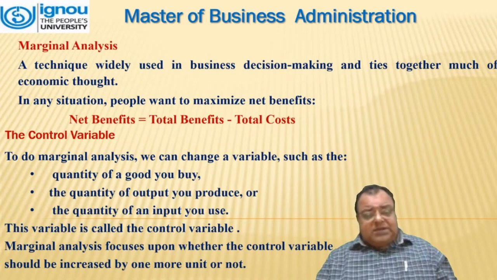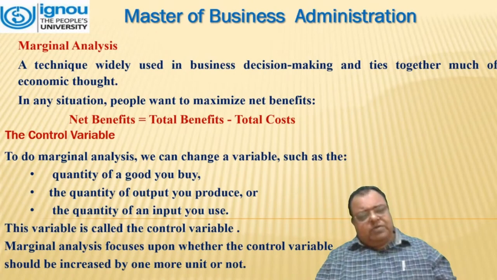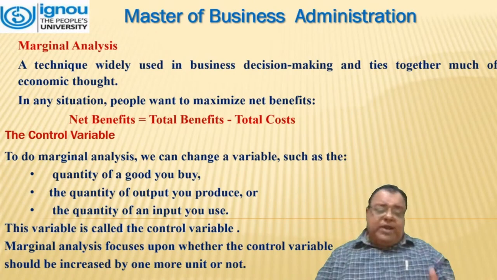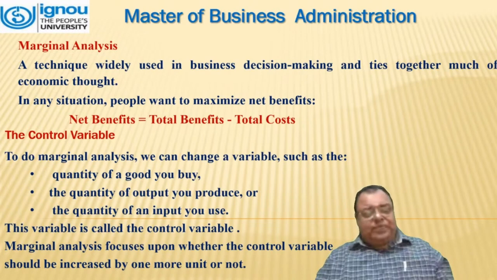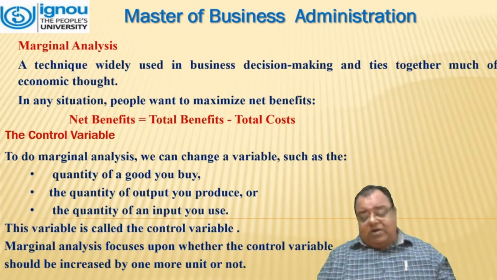To do marginal analysis, we can change our variables, such as the quantity of a good you buy, the quantity of output you produce, or the quantity of input you use. This variable is called the control variable, and marginal analysis focuses upon whether the control variable should be increased by 1 unit or not. That is the decision-making process.